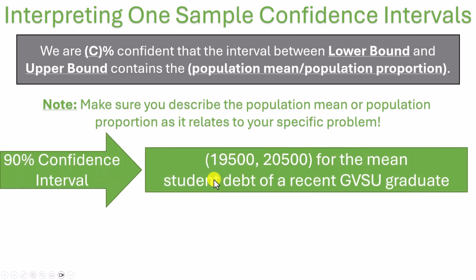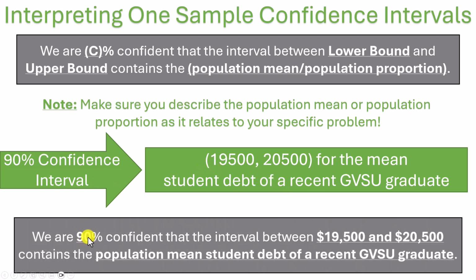Let's take a look at an example. Let's say we have a 90% confidence interval, which ranges from $19,500 to $20,500 for the mean student debt of a recent Grand Valley graduate. If we were interpreting this confidence interval, we might say that we are 90% confident that the interval between our lower bound, which is $19,500, and our upper bound of $20,500 contains the population mean student debt of a recent Grand Valley graduate. So make sure you don't leave the last part as simply the population mean or population proportion, and you put it into context with whatever variable you're dealing with.